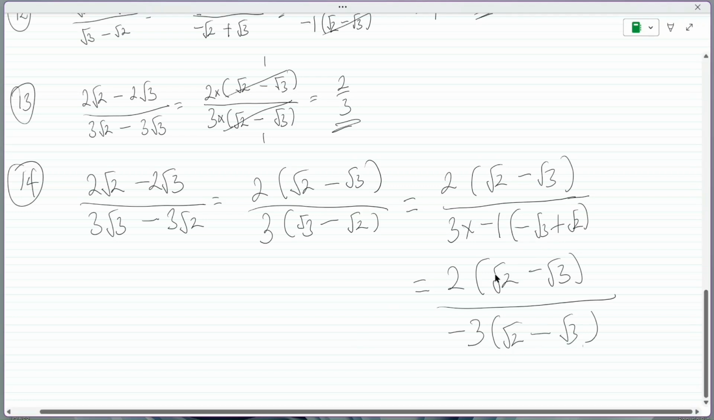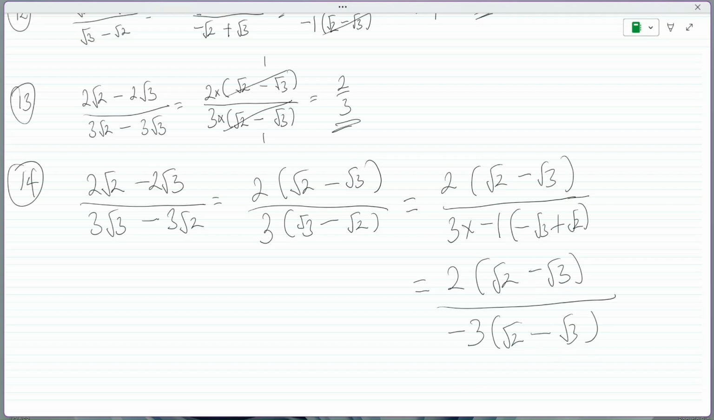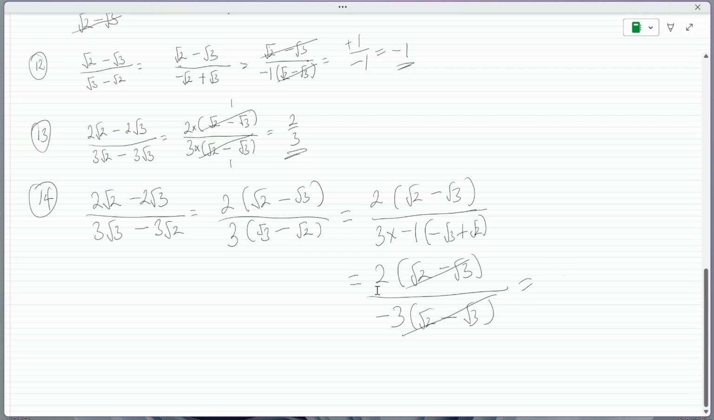Close your bracket. Once they are now the same, you have plus root 2 at the numerator, you have plus root 2 at the denominator, you have minus root 3 at the numerator, you have minus root 3 at the denominator. They can cancel out. This cancels this. We'll be left with 2 over minus 3. Our answer is 2 over minus 3, which is still the same thing as minus 2 over 3.